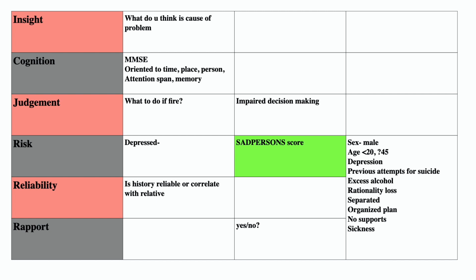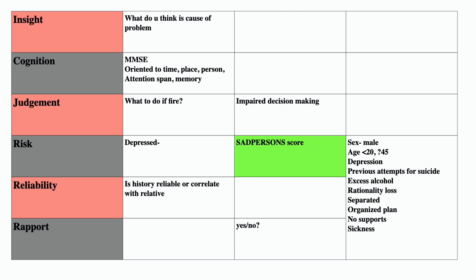Then cognition can be formally assessed using the Mini Mental State Examination, but informally, whether you think the patient is oriented to time, place, and person. Also, there could be things like attention span, concentration levels, and short-term memory, but the main thing is orientation in cognition. Then coming on to judgment. What would you do if you could smell smoke in your house, or if there's a fire in the room? This refers to impairment in decision making.